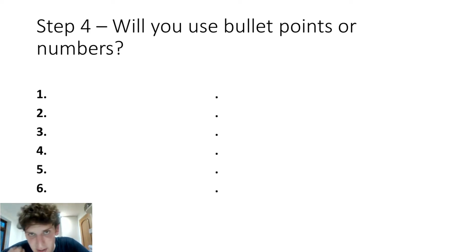Step 4 is to decide whether you're going to use bullet points or numbers. So these are numbers and these are bullet points. Remember, we discussed yesterday why we need to use numbers and bullet points. It's to help the reader know when to do each step. Just to let you know, I decided to use bullet points, but it's completely up to you. So pause the video, have a think, do I want to use bullet points or numbers, and then press play when you're ready to move on to step 5.